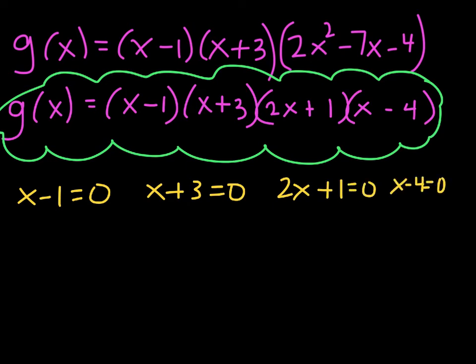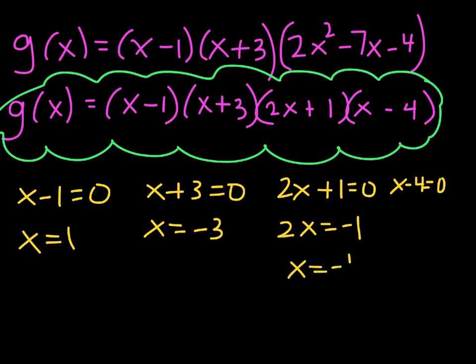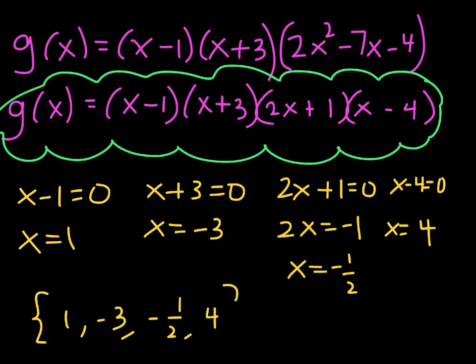All right, this one, add 1 to the right. This one, subtract 3. This one, subtract 1 and then divide by 2. And this one, add 4. So in set notation, it'll be 1, -3, -1/2, and 4. All right, those are all of my zeros.